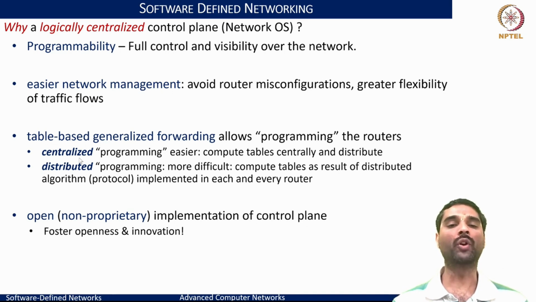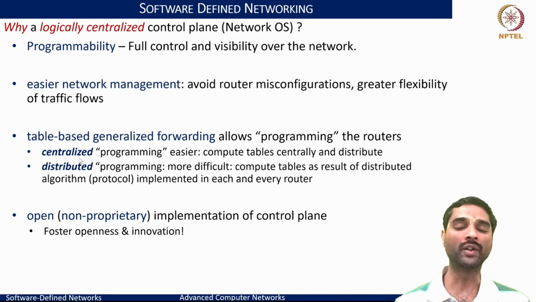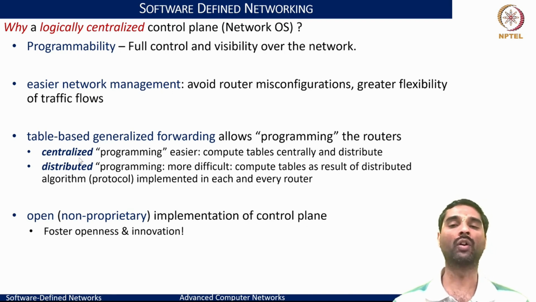And most importantly, now when we look at the second abstraction that we said, the table-based generalized forwarding, in a sense, this is exactly the programming of the routers in terms of what the data plane entity of the router is supposed to do. So the flexibility of how we want to program is offered at a single point at a controller, and that is centralized programming. So it becomes a lot easier to compute these match action tables and distribute these tables across all the routers that are participating in the network.